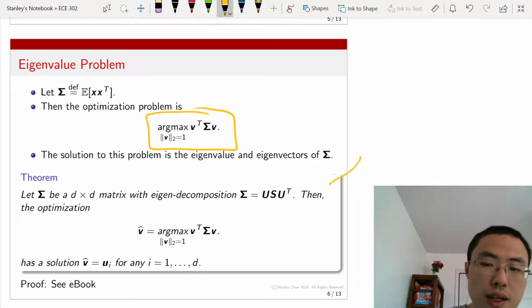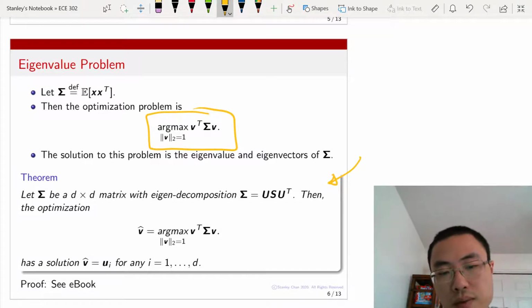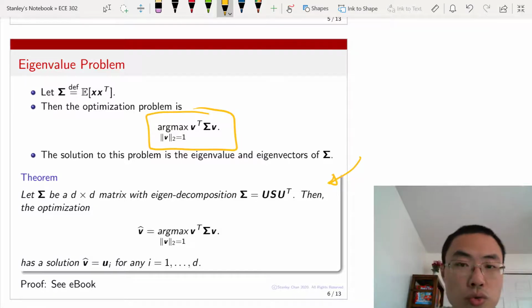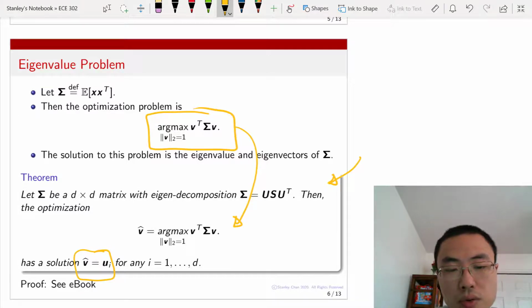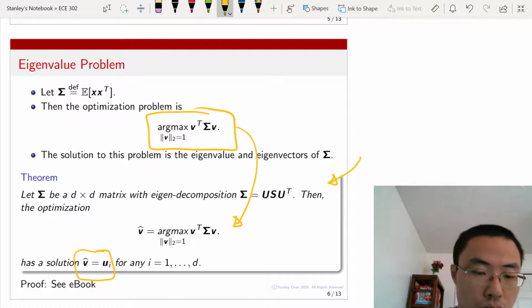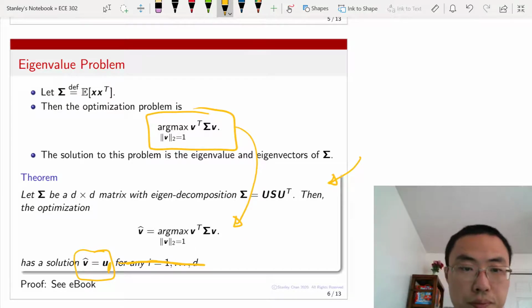The theorem here says that if you have this sigma being a d by d matrix, and you have an eigen decomposition, you can write it as sigma equals U lambda U transpose. Then this optimization problem will have a solution v hat, which is the solution of this problem, given by u_i. Now, this is not true for any i. This will only give you the first one. It will give you the first eigenvector.